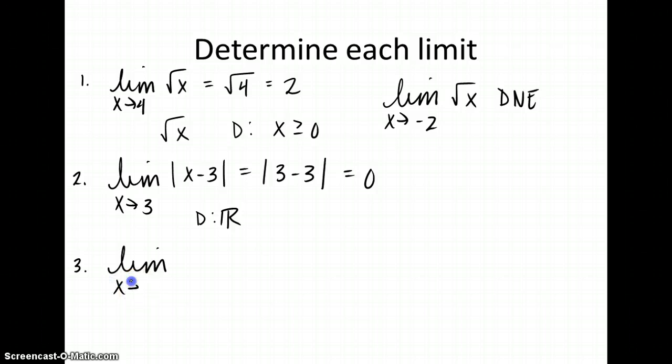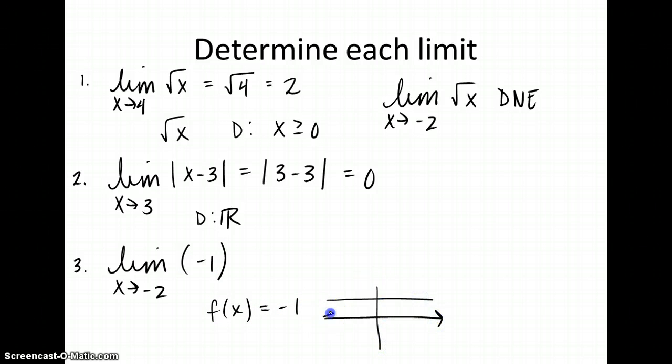Limit as x approaches -2 of -1. Okay, now remember what this statement means. As x approaches -2, on the graph of the function, f of x equals -1. If we think about what this looks like graphically, it's just a horizontal line through -1. So no matter where we are in the domain, no matter what x is equal to, y always has a value of -1. So that limit will never change no matter what the value of c is.